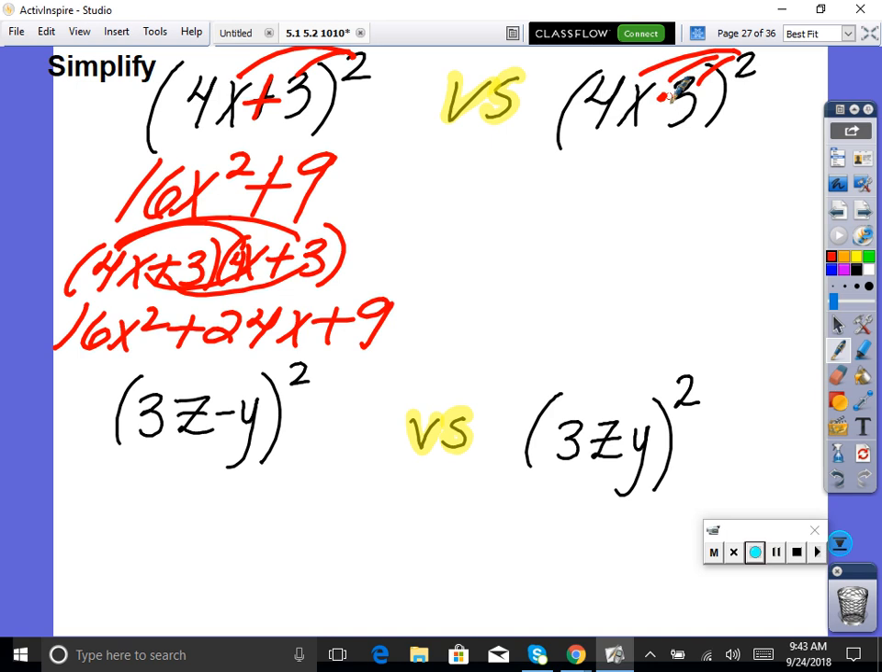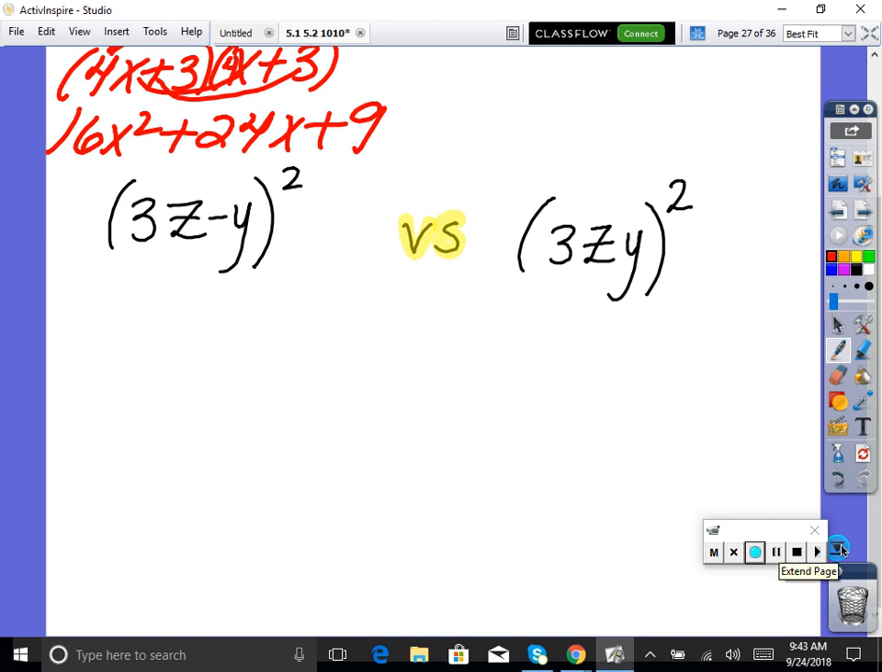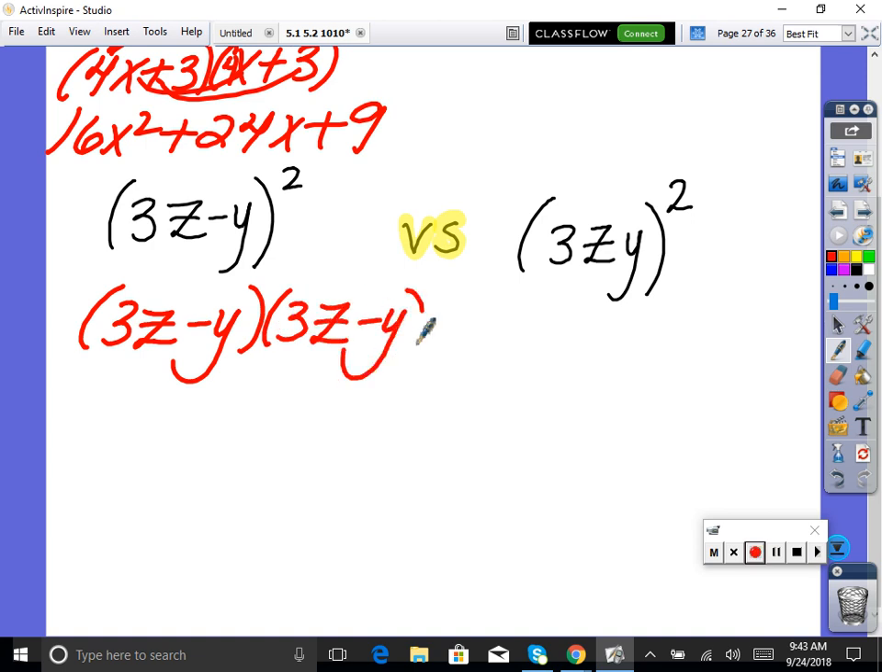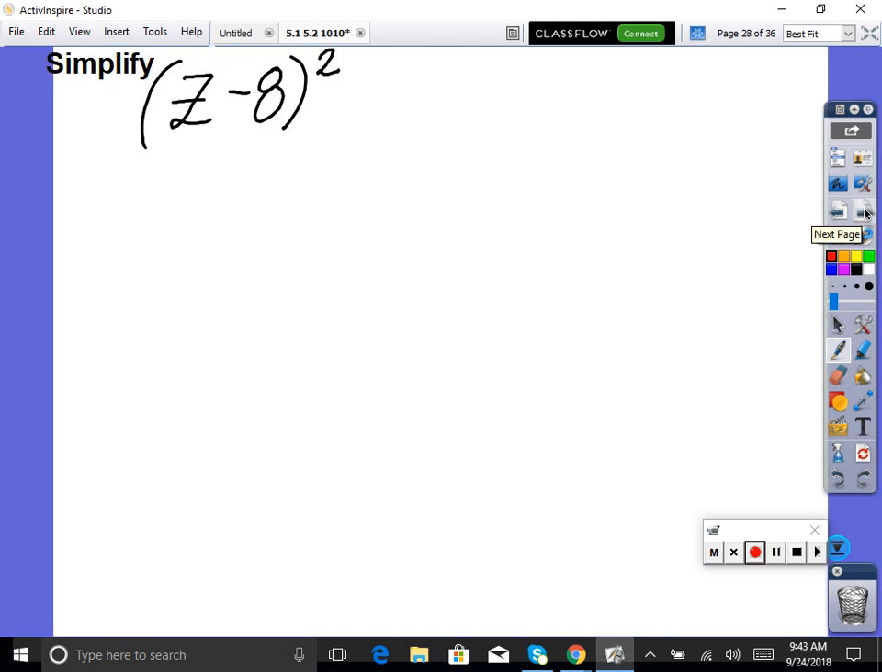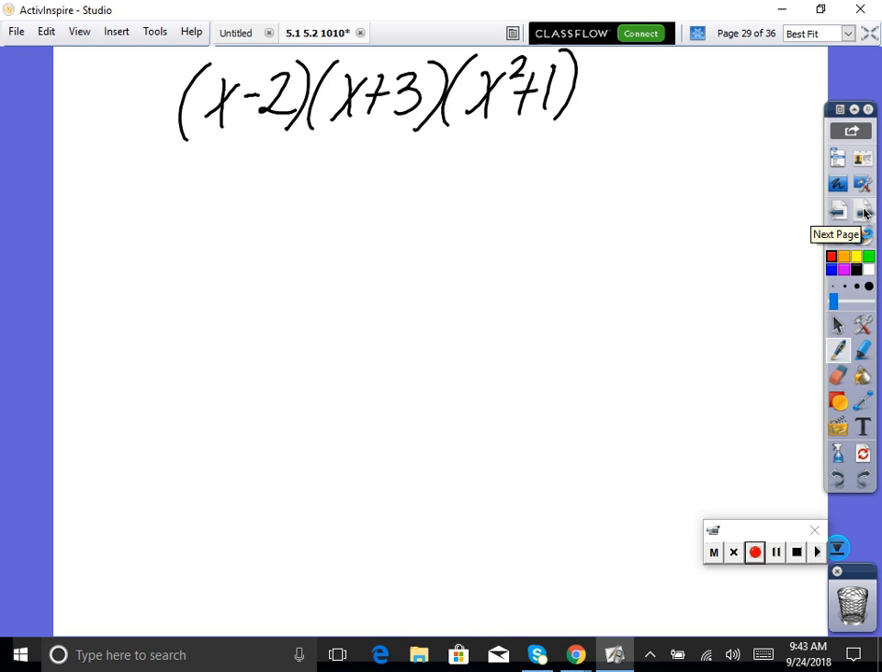Do you guys see the difference? Don't be the person that does that. See, look, two different types of problems. This, you would have to write out as 3z minus y times 3z minus y, but this one would not. You'd square, square, square. Okay, don't just square each of those. Okay, when multiplying 3 things together, this is how you should do it.